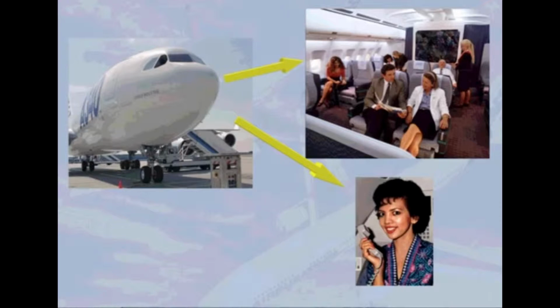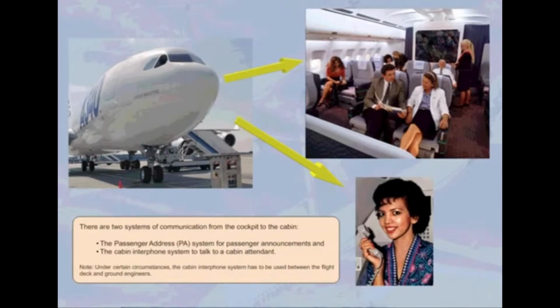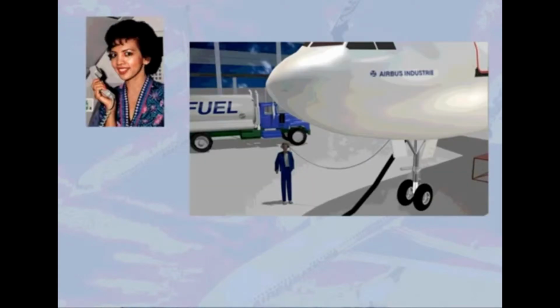Note: under certain circumstances, the cabin interphone system has to be used between the flight deck and ground engineers. In addition, there is a call system which enables the cockpit to call the ground mechanic or the cabin crew, and the ground mechanic or the cabin crew to call the cockpit.